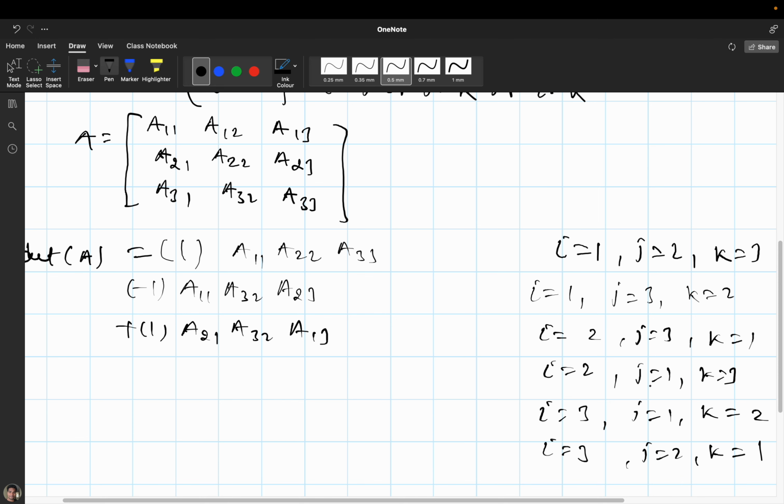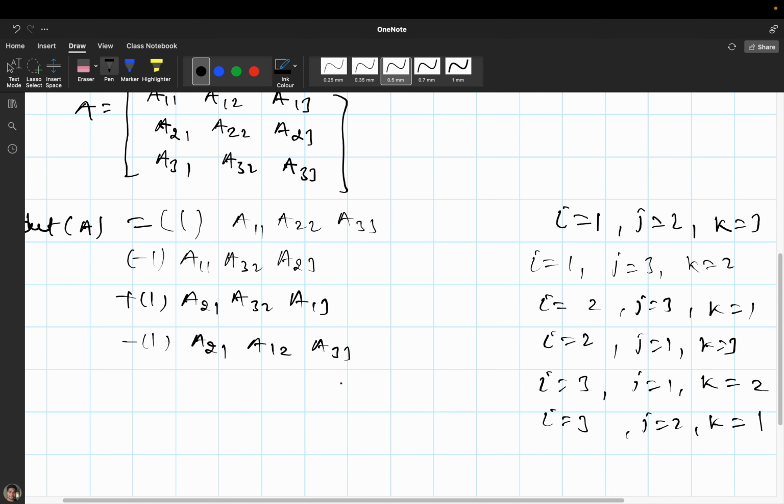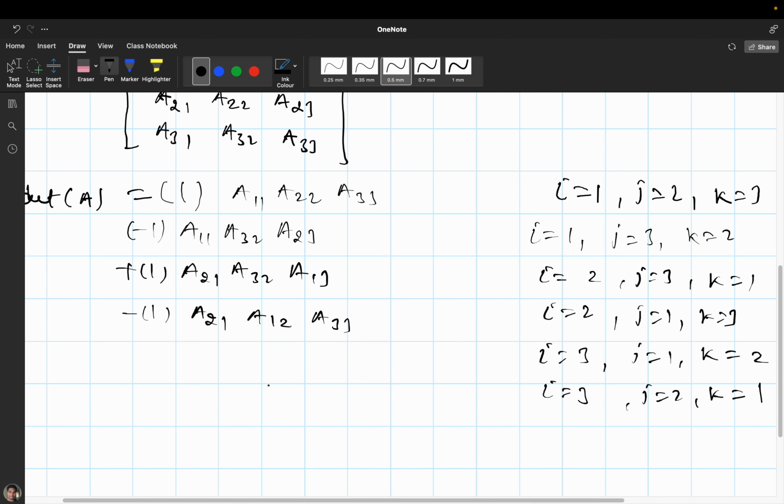Similarly, if you replace i equal to 2, j equal to 1, k equal to 3, then that will be -1 of a21, a12, a33. Similarly, when you replace i equal to 3, j equal to 1, k equal to 2, that will become minus of a31, a22, and a13. Similarly, when you replace this one, then that will become plus a31, a12, a32.